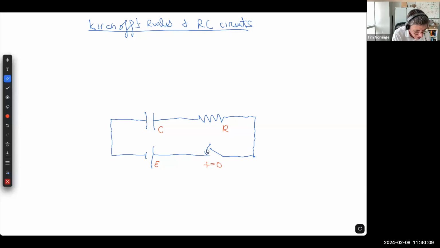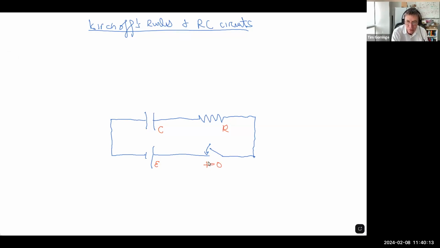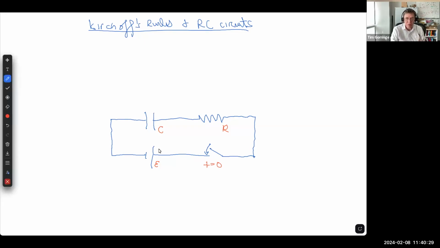We're going to imagine at time zero, t equals 0, we close the switch, completing the circuit at that moment. And we're going to imagine the current that flows around the circuit, the voltages that appear on the circuit after we've closed the switch. We're going to consider the current and the voltages based on Kirchhoff's current and voltage rules.